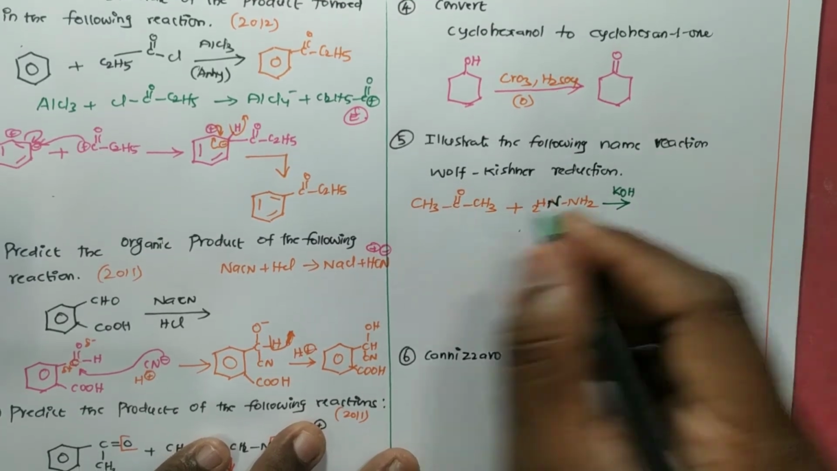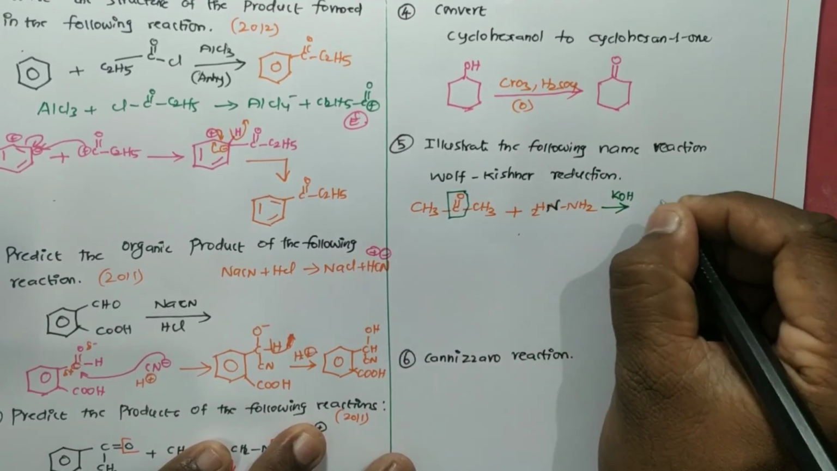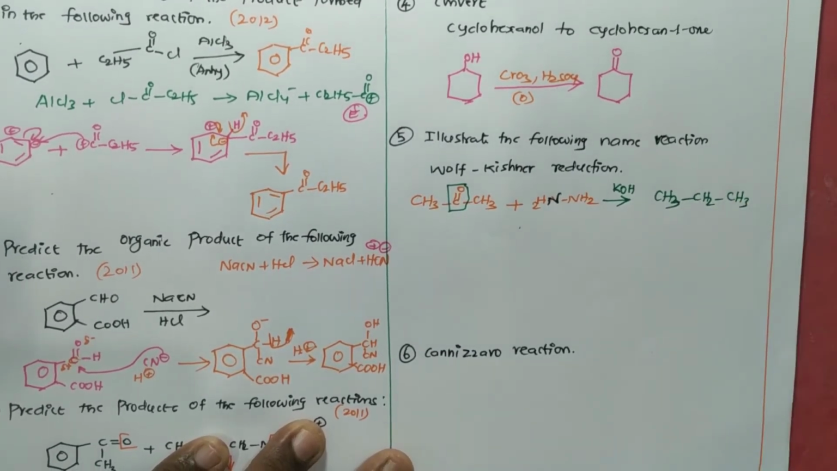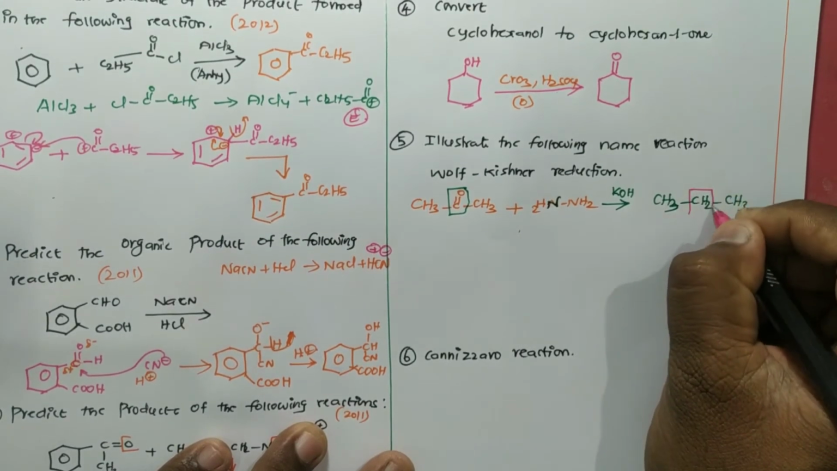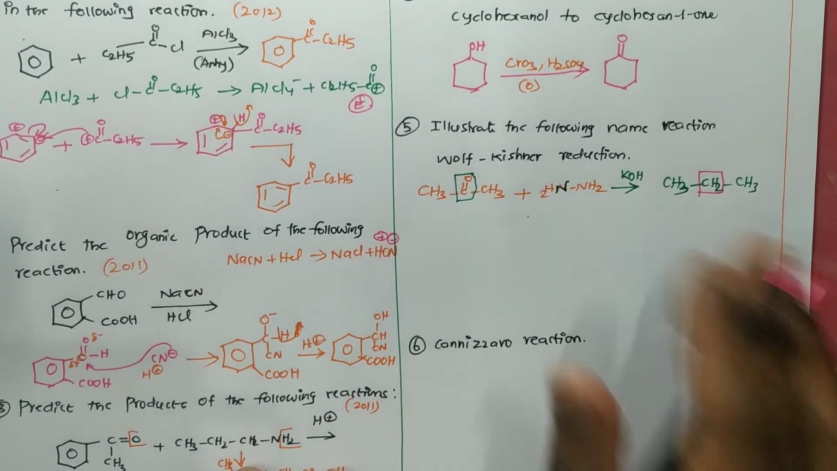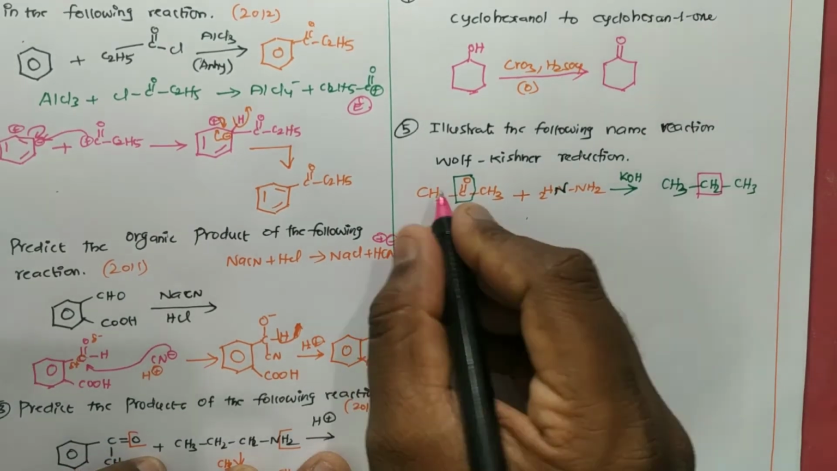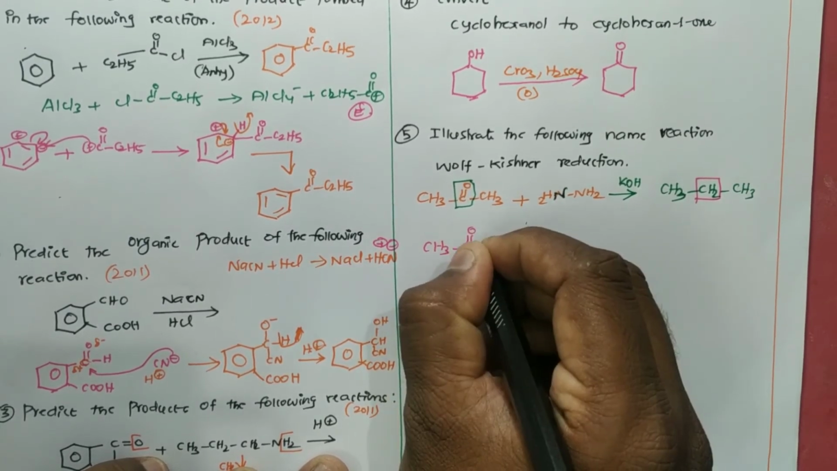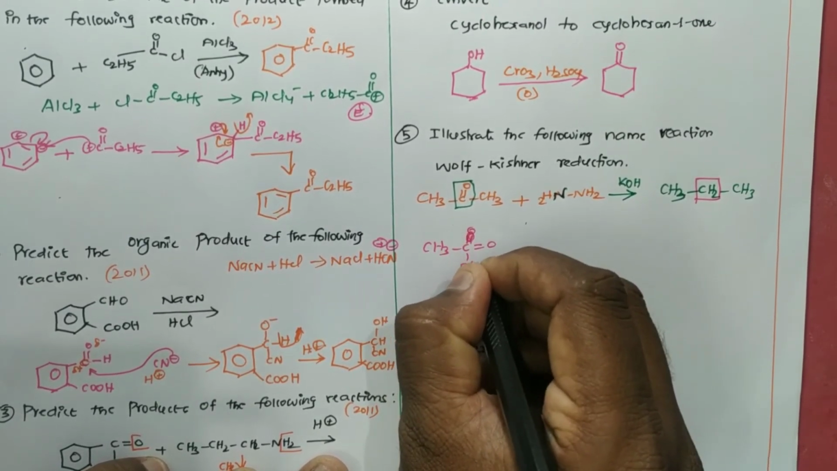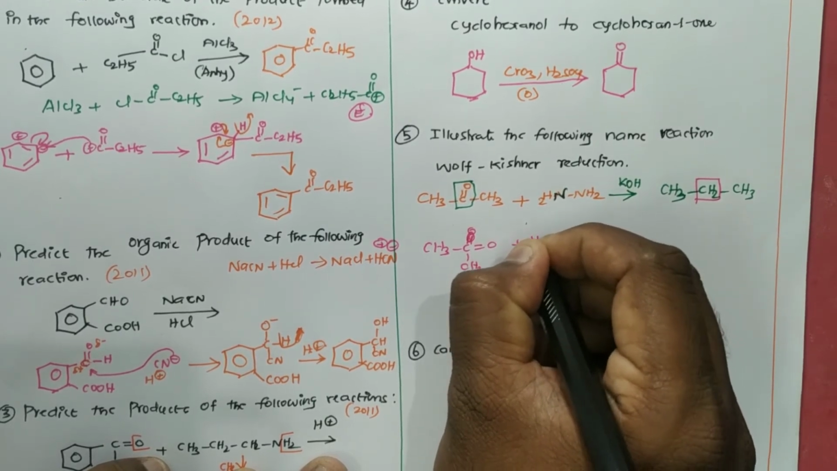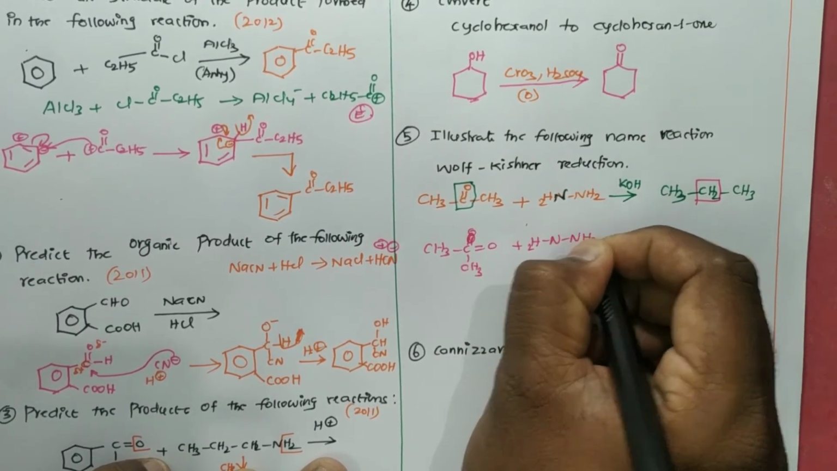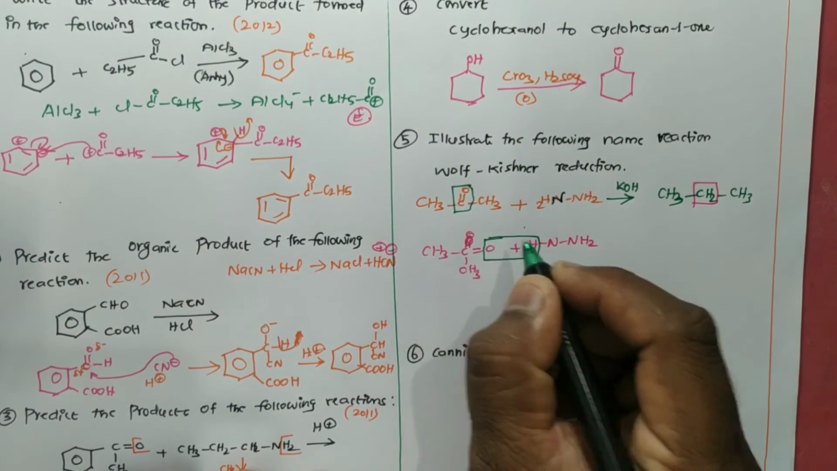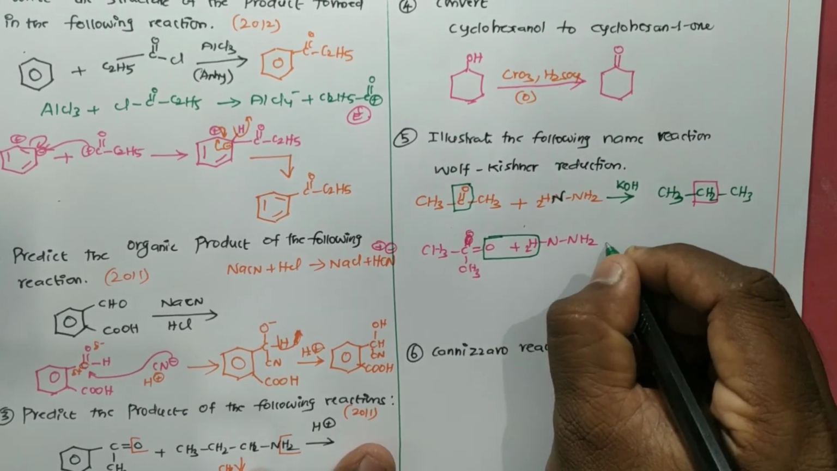What kind of product? This CO group is getting converted into a CH2 group. That is CH3, CH2, CH3. So I will be getting that CO group converted into a CH2 group. That is what I will be using this kind of reagent for. This is a Wolff-Kishner reduction. Initially, this CH3, C double bond O, and CH3 is there, with that there is H2NNH2. As I told earlier, whenever an ammonia derivative comes and reacts with carbonyl compounds, it will eliminate the water molecule.